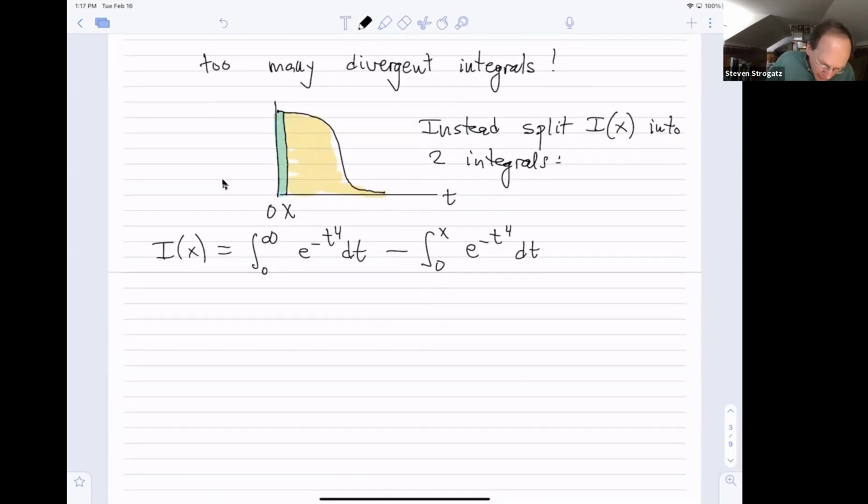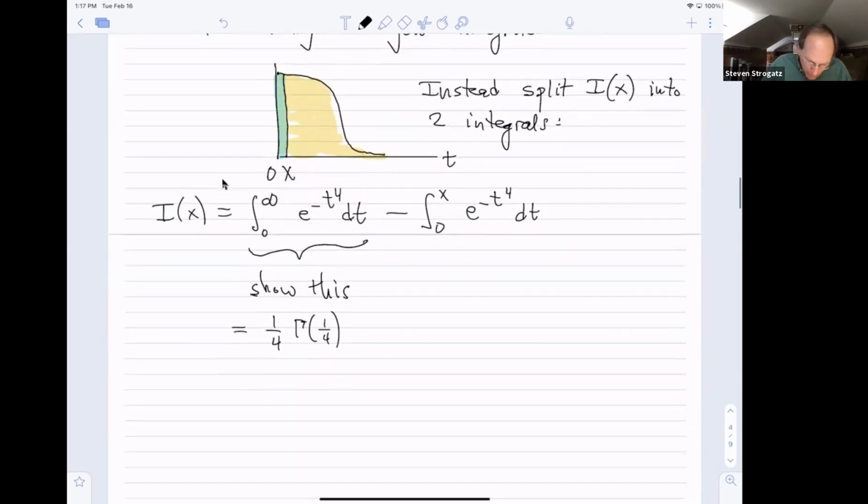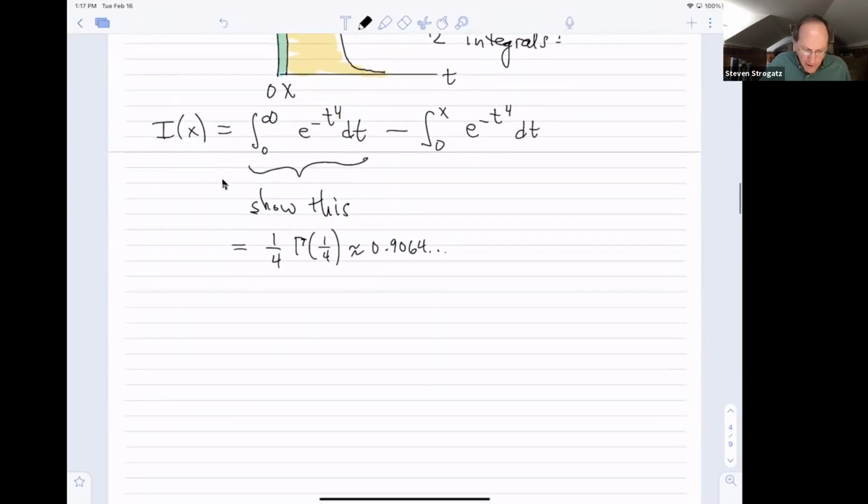First, I'm going to show that this one is equal to 1/4 gamma function of 1/4, which is just some nice number around 0.9. It turns out to be 0.9064 ... So I'll do that, and then we'll deal with the second integral momentarily. All right, so let's first deal with this e to the minus t to the fourth dt.